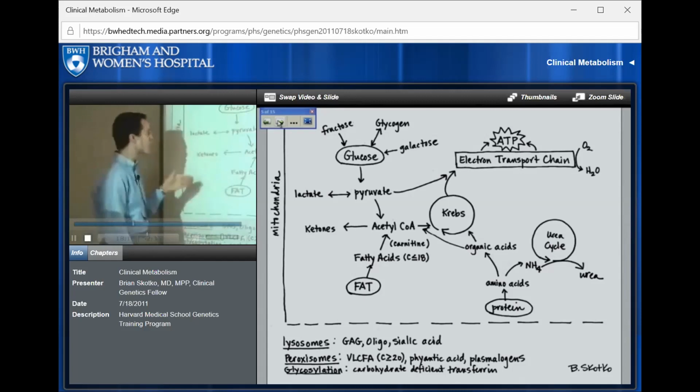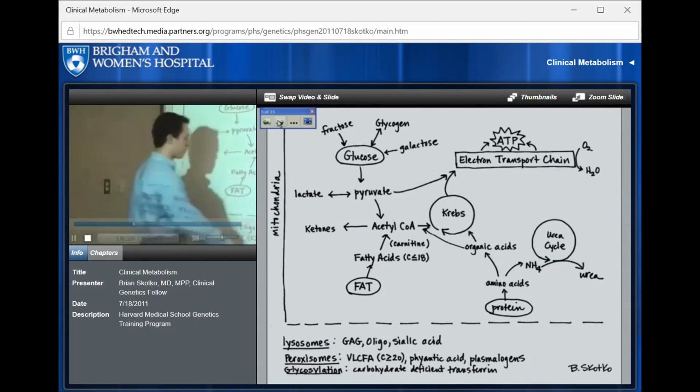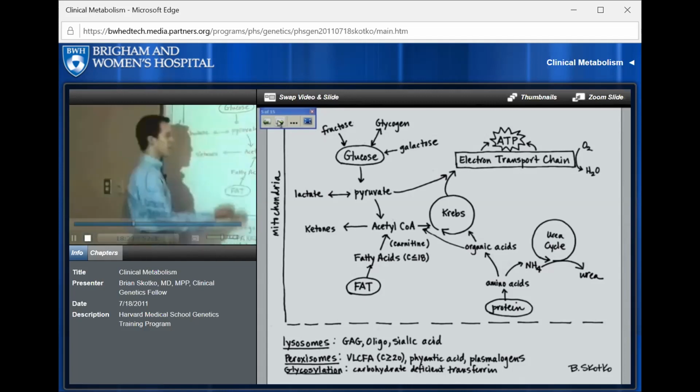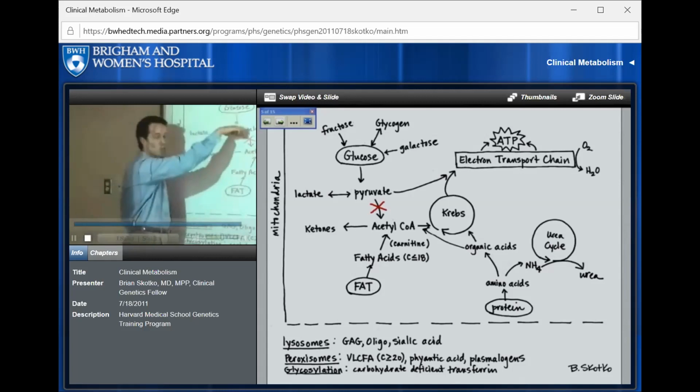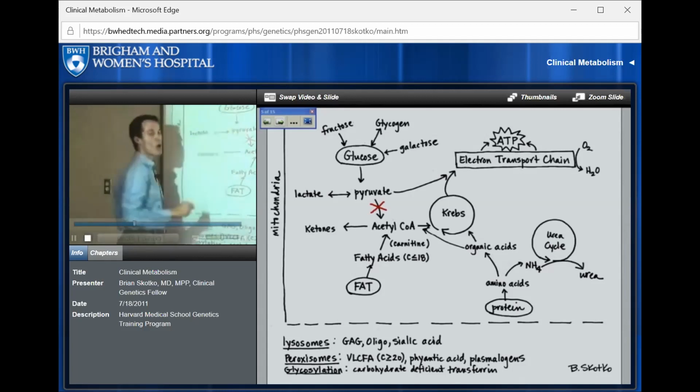Where would you not want to give glucose? Where would you not want to overload the system? Well, let's think. If there was an X right here, you couldn't get pyruvate to acetyl coenzyme A. If we were to give lots of glucose, we would just be feeding the system, feeding the kink and not getting it beyond. We would be throwing things into the fire here.